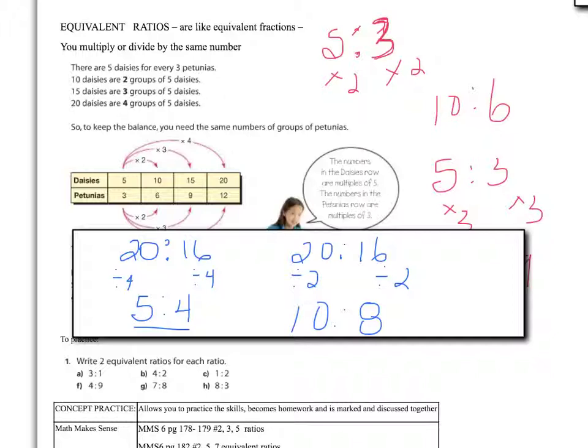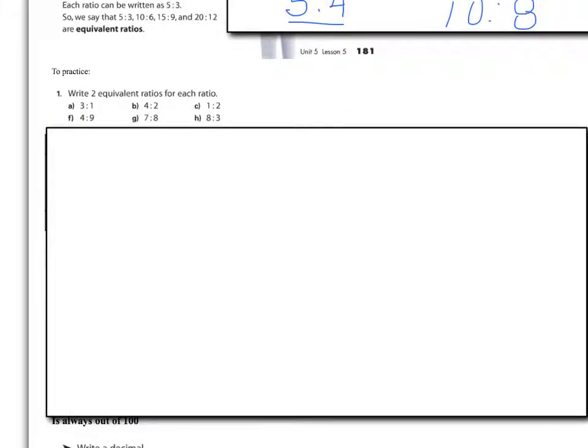So equivalent ratios, just like equivalent fractions, can be multiplying or dividing, but it has to be by the same number to both the front and the back. All right, now it's your turn to practice. You're going to write 2 equivalent ratios for each one. Remember to show your work. Remember to do it on paper.